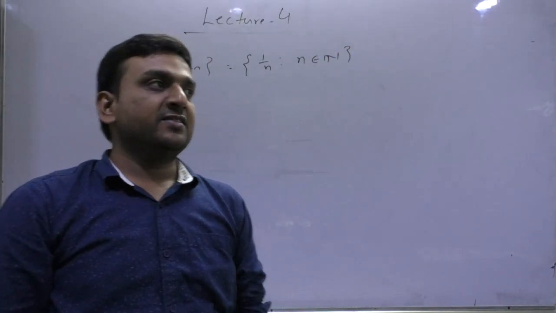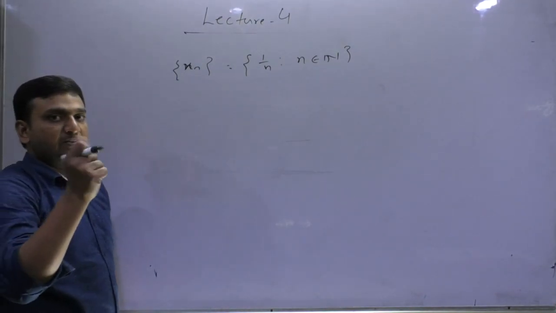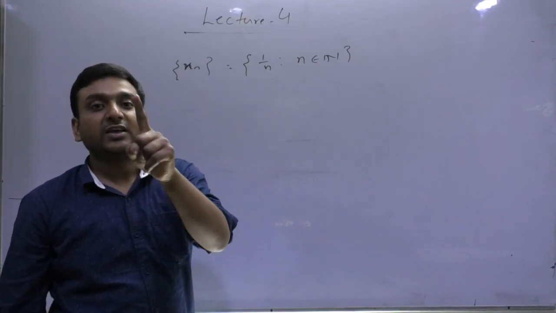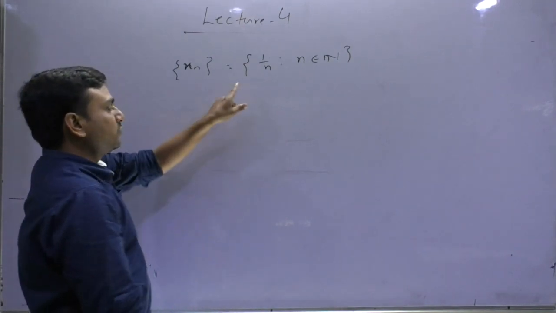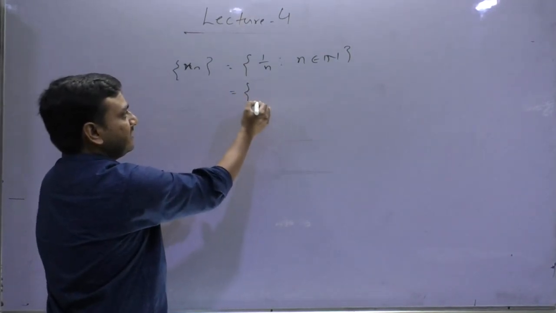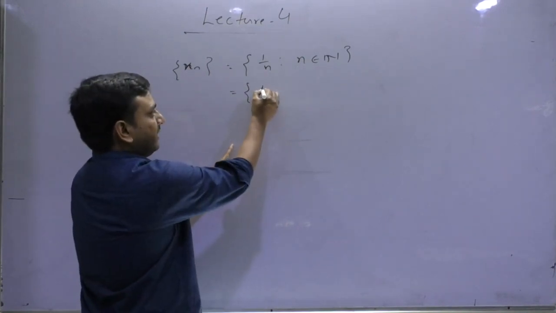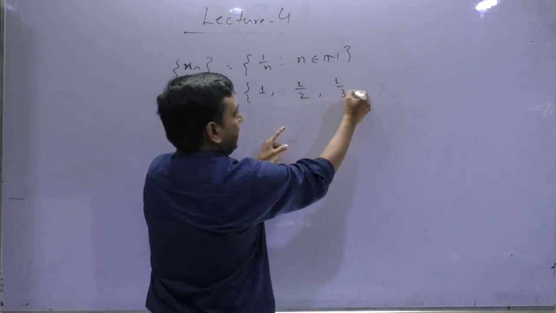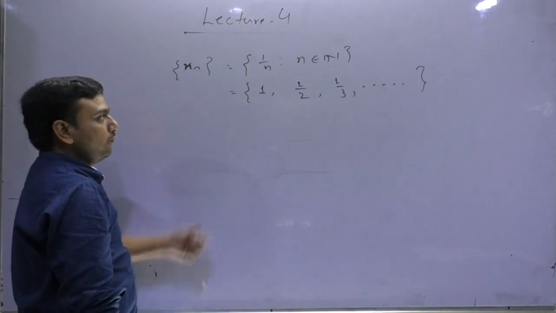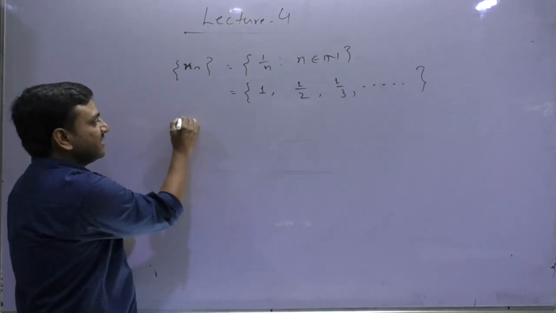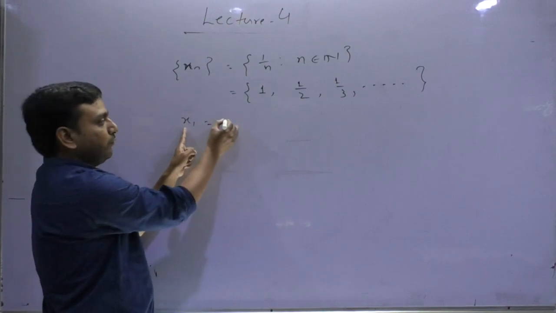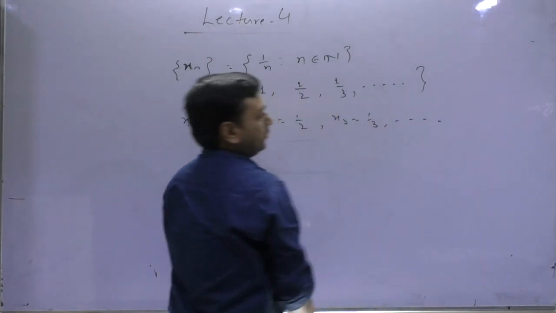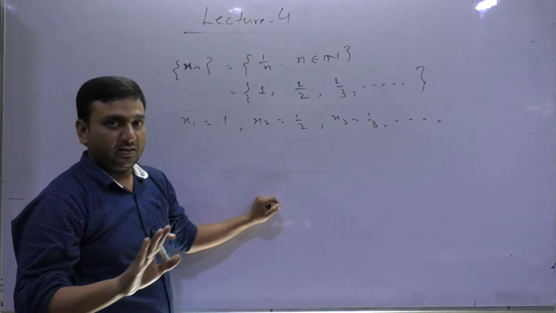What I taught you is that whenever you are given a set in representation form, you need to recognize that set. The recognition of this set is: when I put n equals 1, it will become 1. When I put n equals 2, it will become 1 by 2, then 1 by 3, and so on. It means the terms of the sequence are: x1, the first term, is 1, the second term is 1 by 2, the third term is 1 by 3, and so on. Are you getting my point? Any issue?